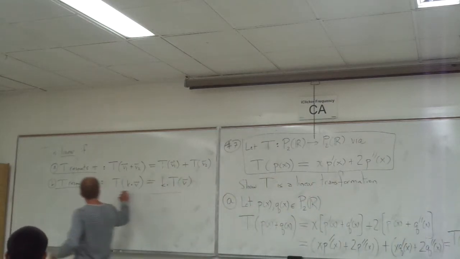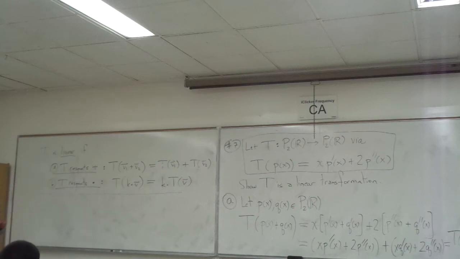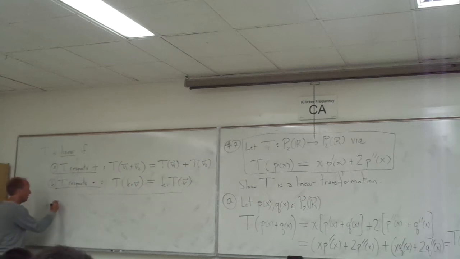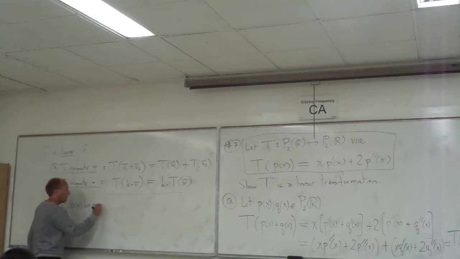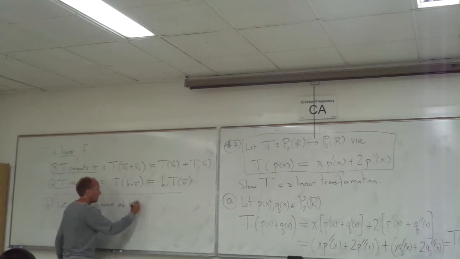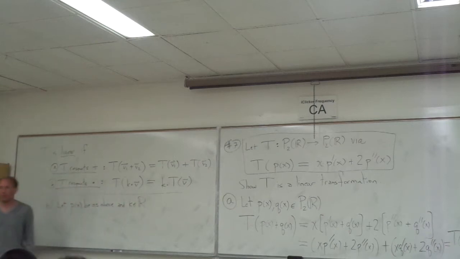Okay. Let's try the second part. T respects scalar multiplication. So this is part B. Here's the way I'm going to start it off. Let p of x be as above, and k is a real number constant. So it looks just like the closure under scalar multiplication that we did before. Okay. This time we're going to take T of k times p of x.